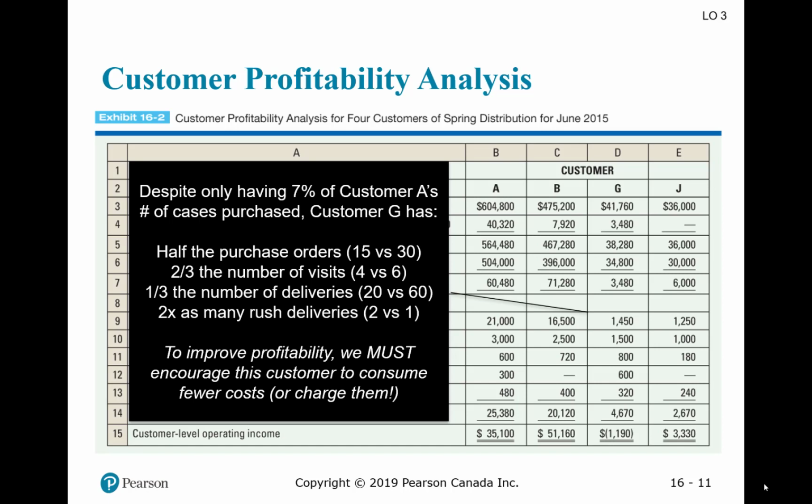Now, to improve profitability of customer G, because as you can see down at the bottom there, customer G ends up actually costing our company money. So on the 41K in revenue, because of all of the different costs we incur to service that customer, we actually lose money on them.